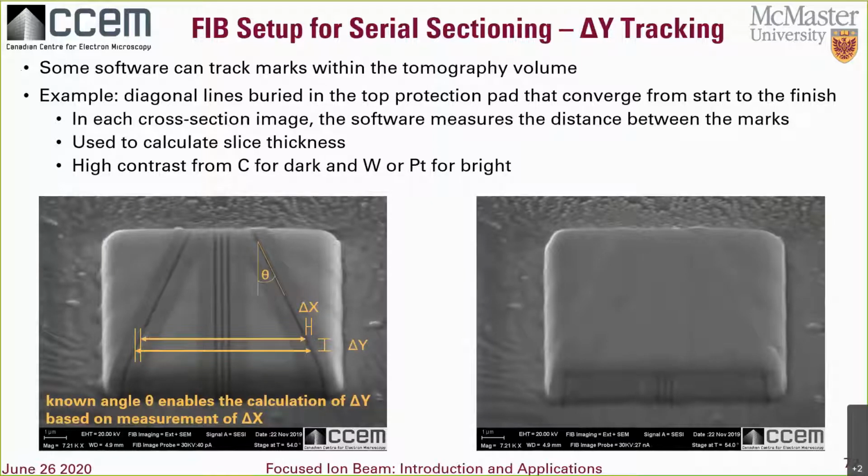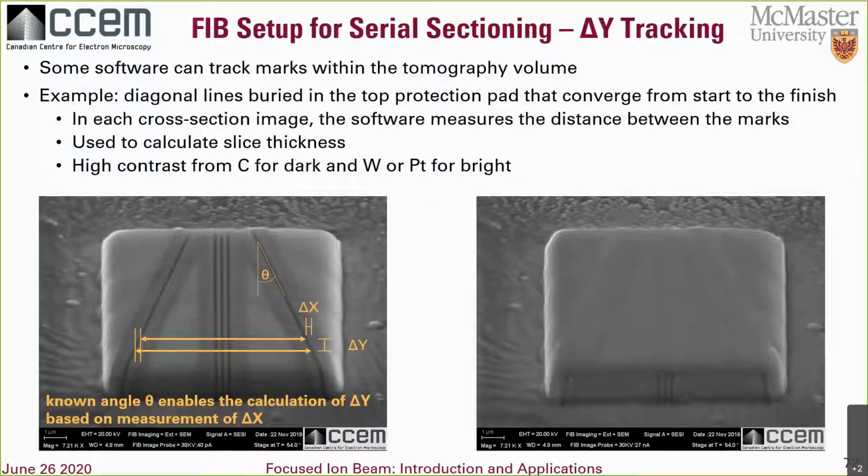Some software uses markers within the tomography volume for tracking. For example, you can have diagonal lines buried in the top protection pad that converge from start to finish. The software can measure the distance between the marks on each subsequent image to calculate how far forward an image is positioned from the previous image. This is actually the slice thickness. And the number varies throughout the run from your target because of sample drifting, but it typically fluctuates around the chosen slice thickness target.